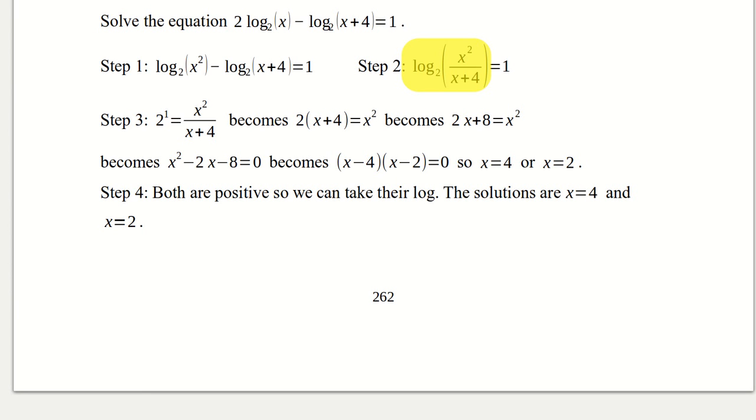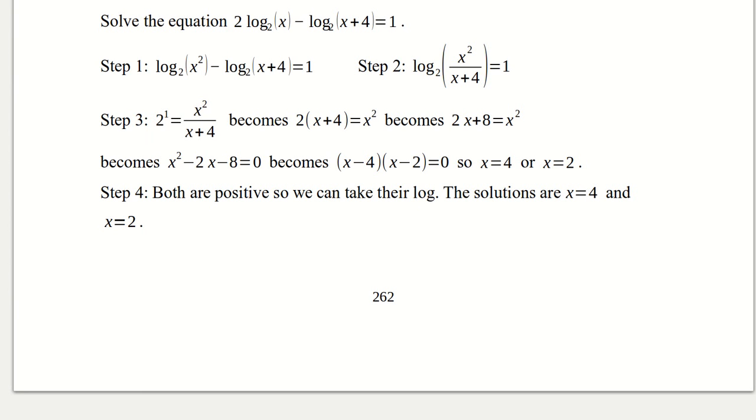So that's step 1 and 2. Now we translate. We read this correctly, and that means that we say the log base 2, so we know what the base is, and then we say that the log is the exponent. So that tells us that our base is 2 and our exponent is 1. And that's equal to the argument, x squared over x plus 4.